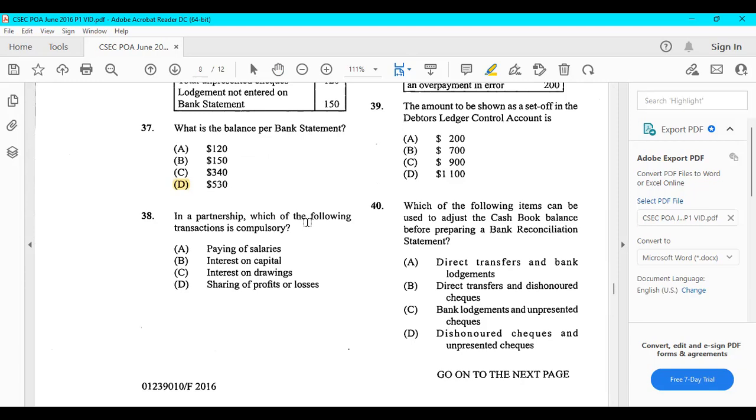In a partnership, which of the following transactions is compulsory? Which of the following transactions does have to take place in a partnership? You have to pay salaries? No, not all the partners receive salary, although many times you have partners receiving salary. Interest on capital, interest on drawings? No. Sharing of profit and losses? Definitely. You have to share profit and losses.